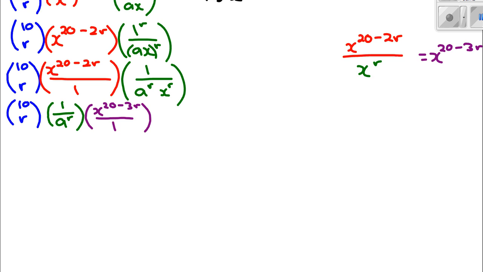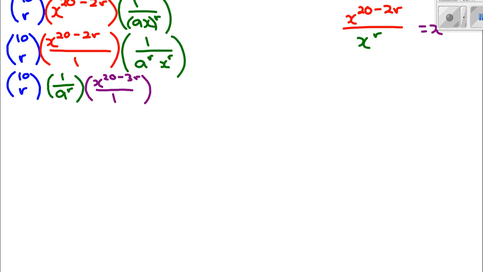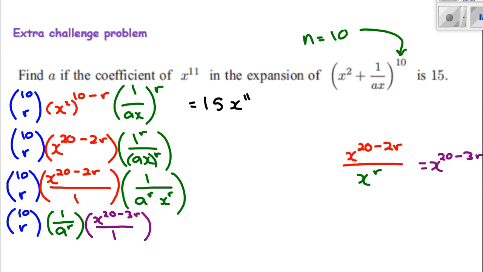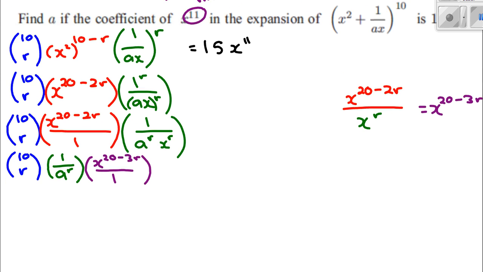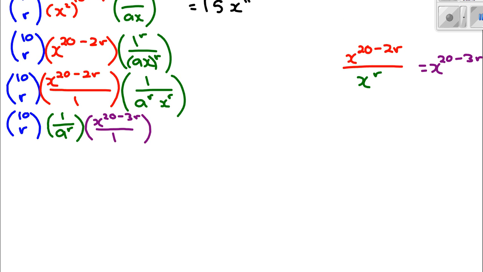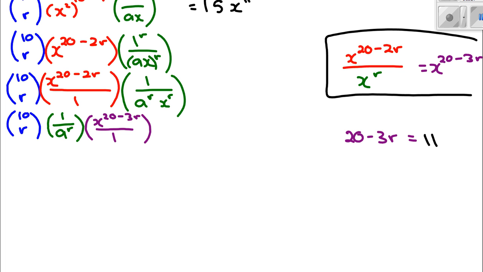Good idea. And now what are we doing? What was the exponent on the x meant to be in the end? 11. 11, yeah. I was going to get to that step too. So this bit here, the exponent must equal 11. So our little expression that we've come up with for the exponent, on the side, we're going to set that equal to 11 and solve for r. 20 minus 3r equals 11. So that bit on the side went to there.